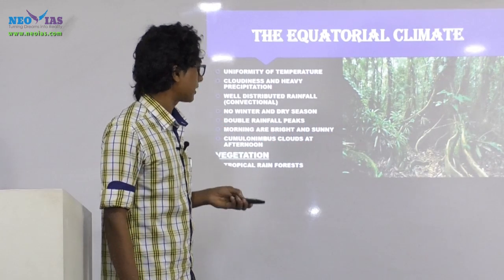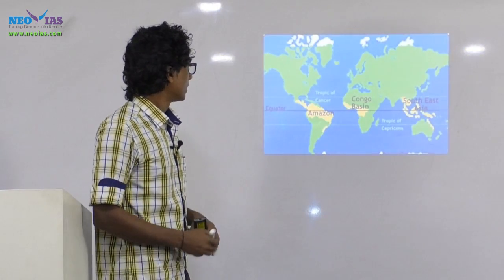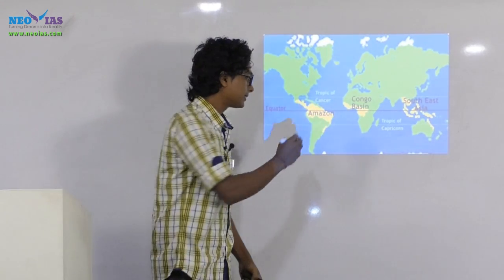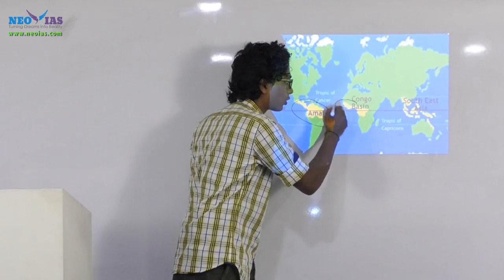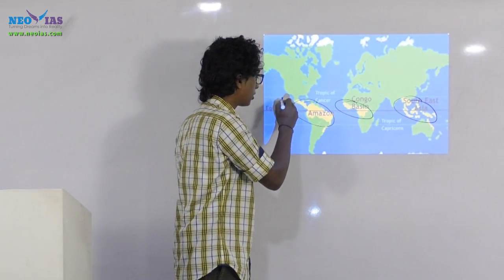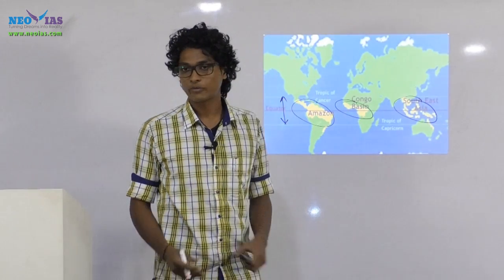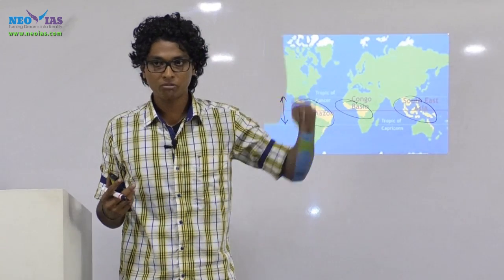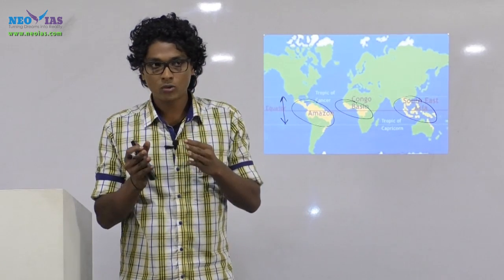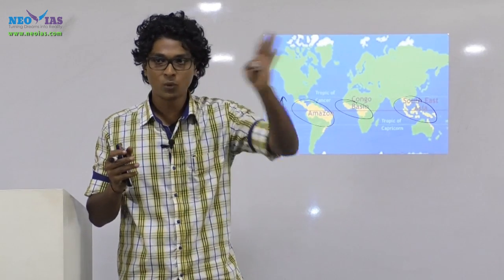Next, equatorial climate. See, these are the regions having equatorial climate, in the sense that these regions are lying close to the equator, or within the Tropic of Cancer and Tropic of Capricorn. See, the importance of the Tropic of Capricorn or Cancer is that these latitudes mark the limit of the apparent movement of the sun.